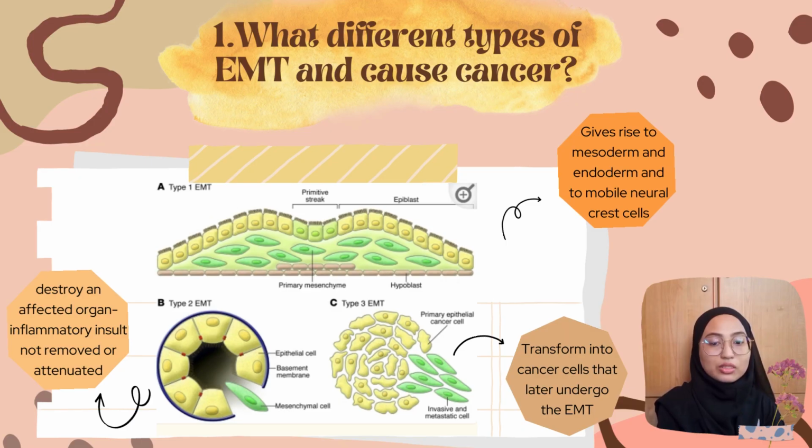Type 1 EMT is associated with implantation and embryonic gastrulation and gives rise to mesoderm and endoderm and to mobile neural crest cells. The primitive epithelium, specifically the epiblast, gives rise to primary mesenchyme via an EMT. Unlike type 1 EMT, type 2 EMT is expressed over an extended period of time and can eventually disrupt an affected organ if the primary inflammatory insult is not removed or attenuated. Type 3, the secondary epithelium associated with many organs, can transform into cancer cells that later undergo the EMT.